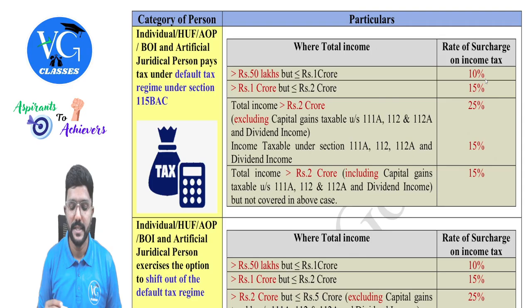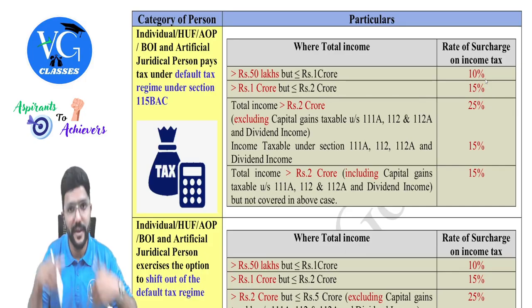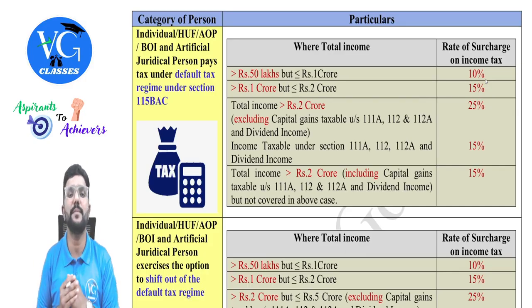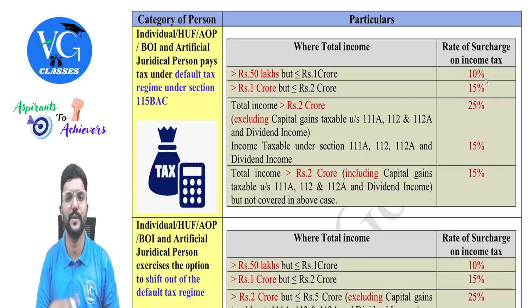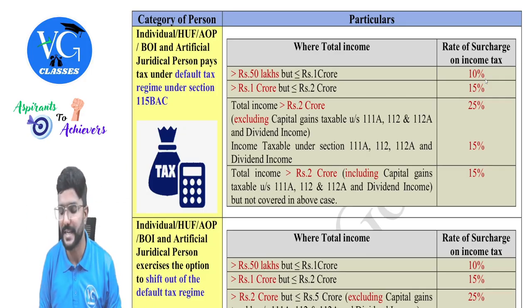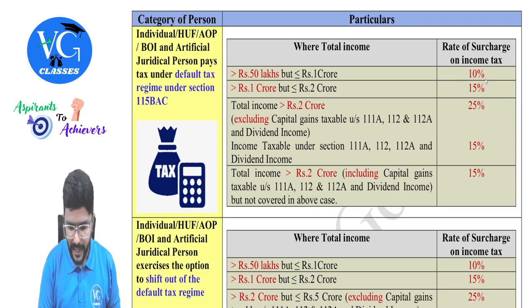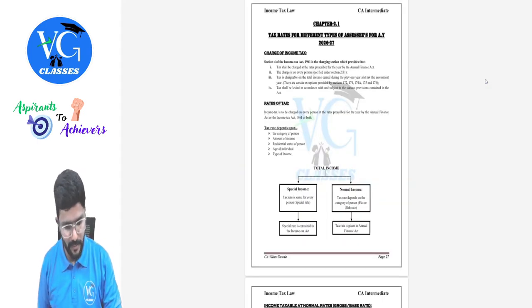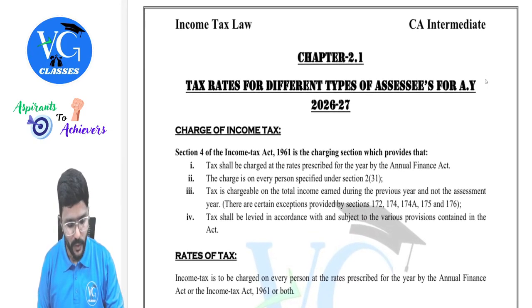Got it? Sir, what if our total income is more than 2 crore, but only if I include capital gain, special income and dividend income? In such a case, whatever gross tax you calculate, that is, first calculate tax on special income plus tax on normal income, you will get gross tax. On gross tax, the surcharge rate would be 15%, guys. Got it? I have illustrations on this in my provision book. I will just go through it, guys.